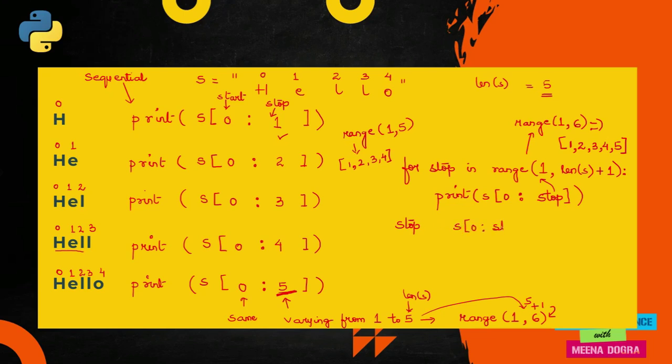s[0:stop]. Okay, fine. So first time what is going to come into stop? 1. So what will this become, bacha? 0 colon 1. Okay, I'm not writing the print statement over here. So 0 colon 1, what will be printed? H. Next time this 1 has been accessed from the sequence, the loop variable will get the next element from the sequence, 2. So what will this become, bacha?